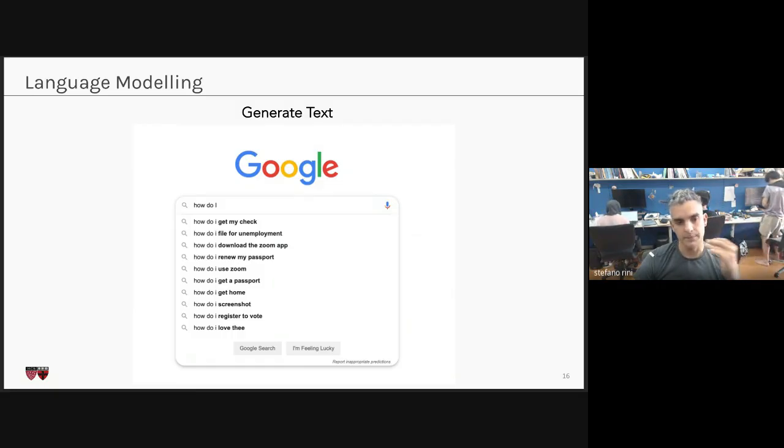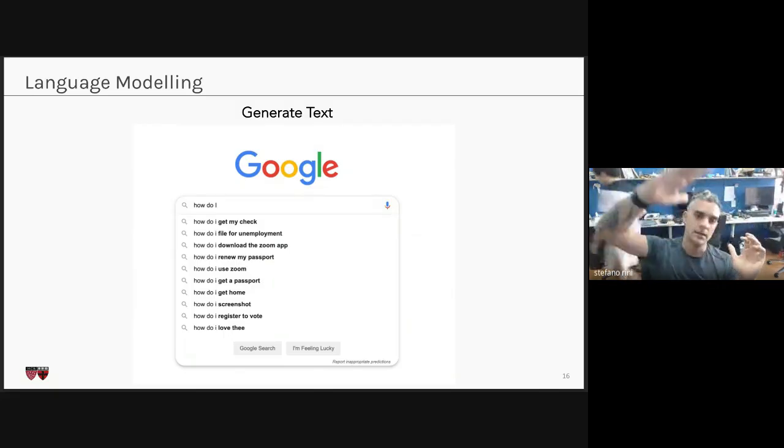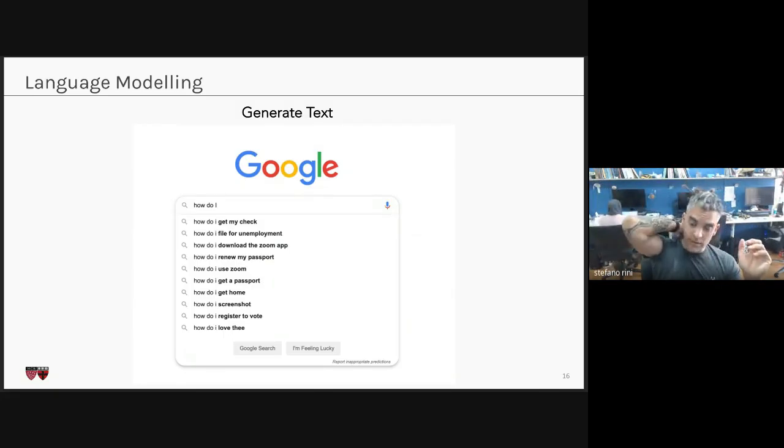The idea is that when you put a certain entry in a Google search, Google will rank the possible sentences that you're trying to write from the most likely to the least likely. In this case, the person wrote, "How do I?" Right? And you see that most people that write "How do I?" into a Google text search are trying to write a check, to file for unemployment, to download the Zoom app. So this screenshot really was taken during COVID times.